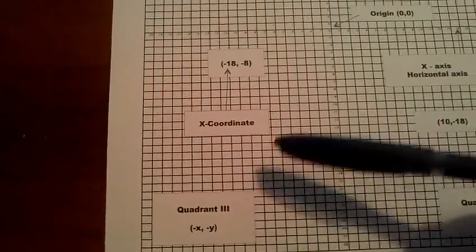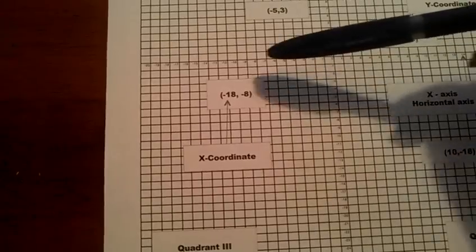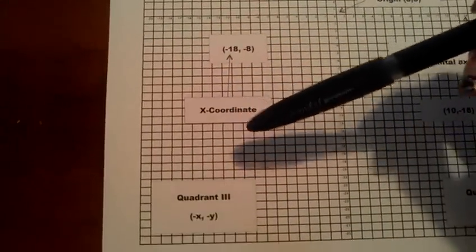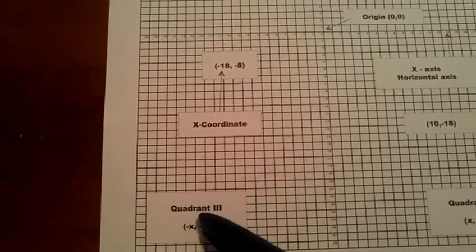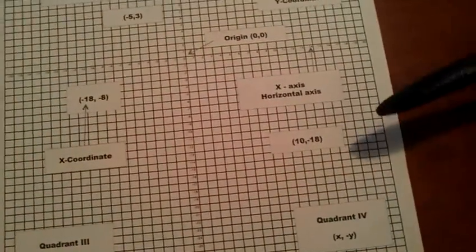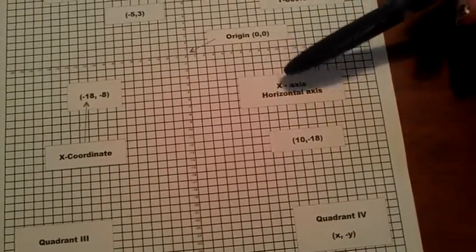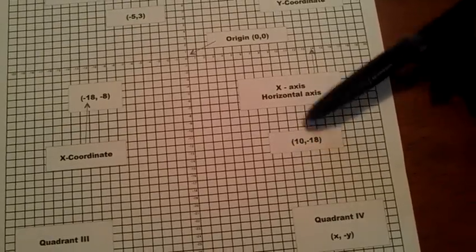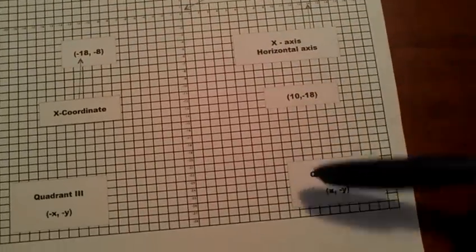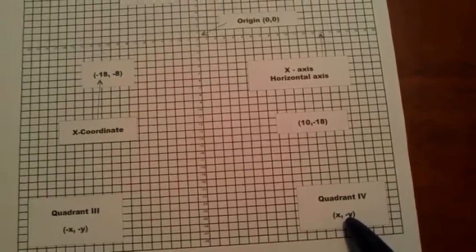Quadrant 3. I've labeled point -18, -8. From the origin, we go to the left, and then we go down, which means all of your x's and all of your y's in quadrant 3 are negative. Quadrant 4, we go to the right, which is positive, then we go down, which is negative. So point 10, -18 falls in quadrant 4 because the x's are positive, and your y's are negative. This is true for every quadrant.